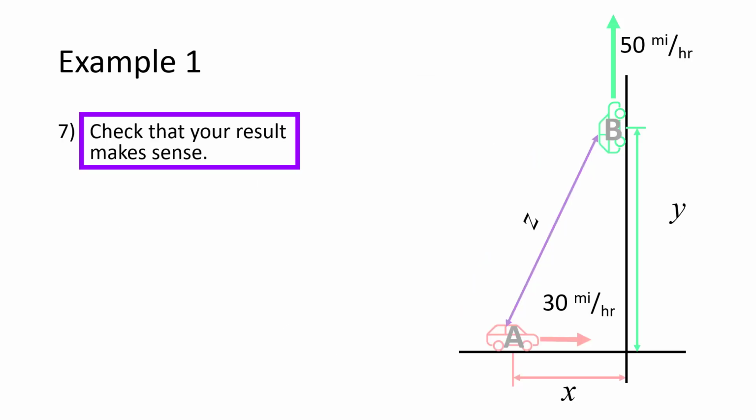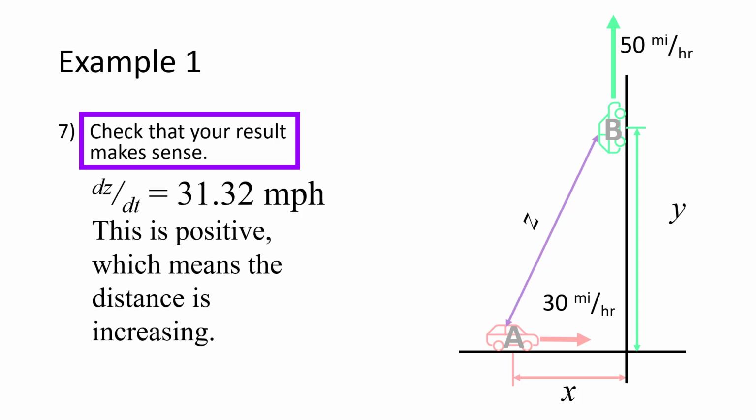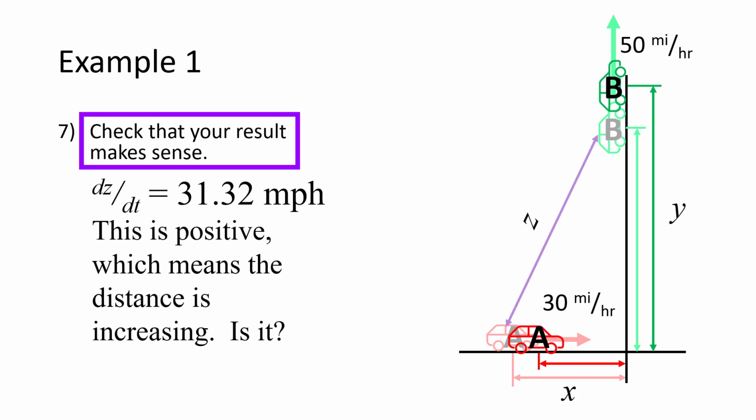Next, we check whether that result makes sense. We've found a positive value for dz/dt, which means the length of z should be increasing. Is it? We can use the diagram to think about that. Car A is moving to the east at 30 miles per hour, so I'll sketch it a bit to the right of its original position. Car B is moving north at 50 miles an hour. That's not quite double 30 miles an hour, so I'll sketch B farther from its original position than car A was, but not quite twice as far.